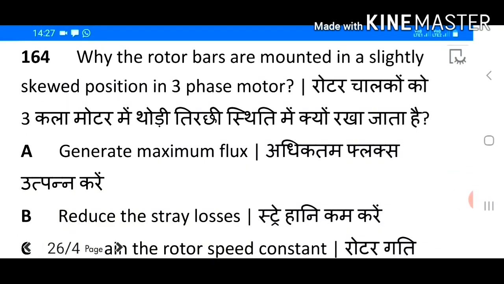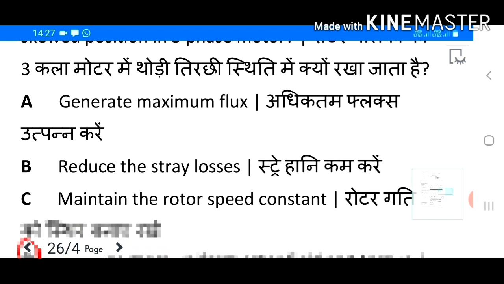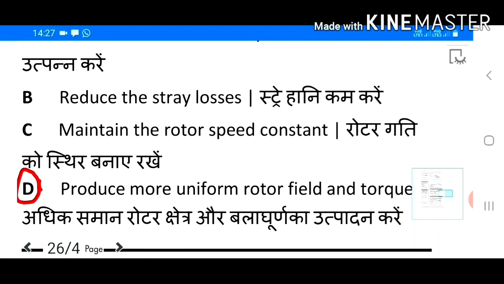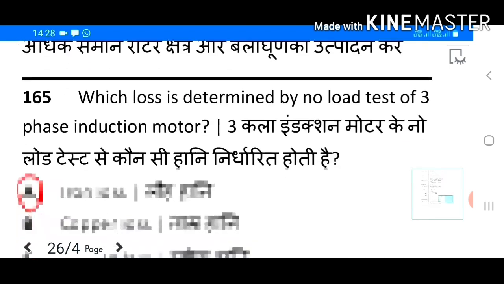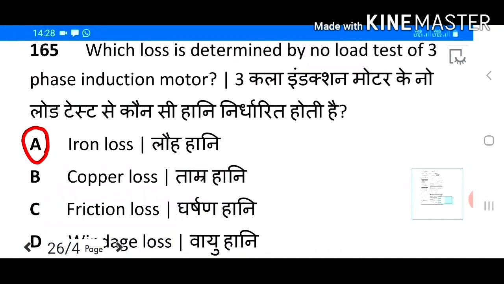164. Why the rotor bars are mounted in a slightly skewed position in three-phase motor? Answer D. Produce more uniform rotor field and torque. 165. Which loss is determined by no load test of three-phase induction motor? Answer A. Iron loss.